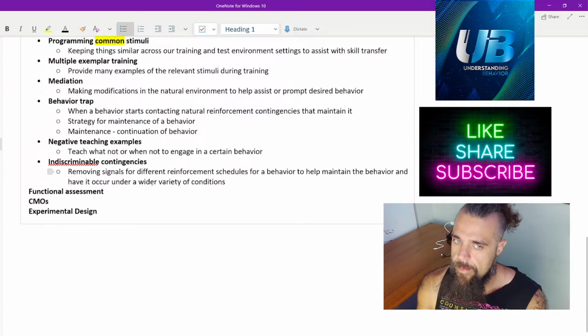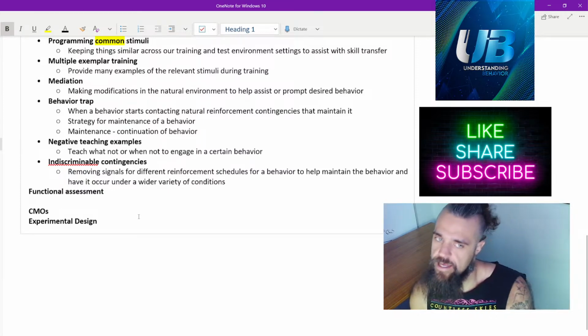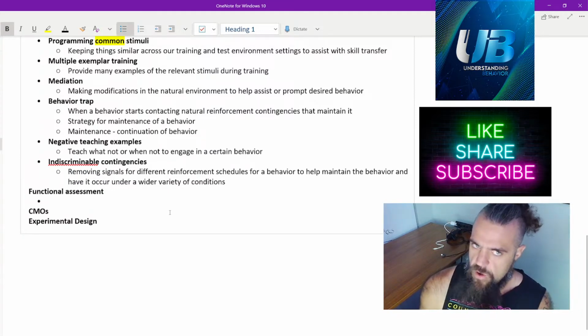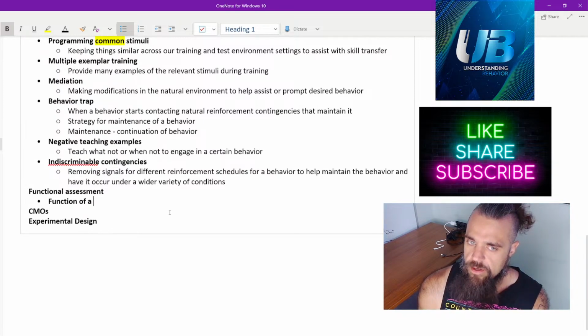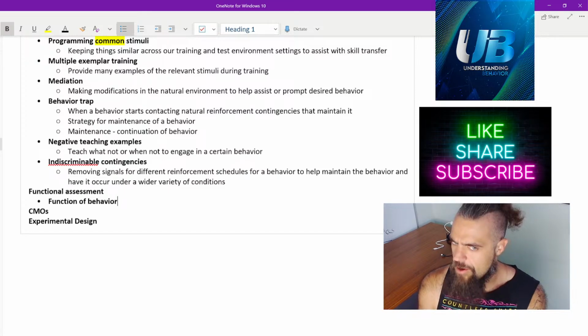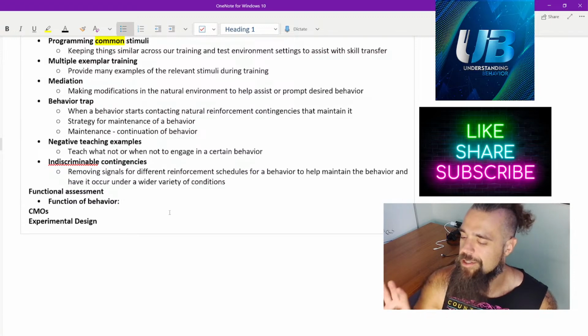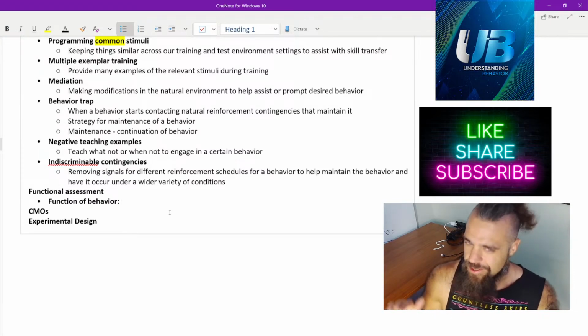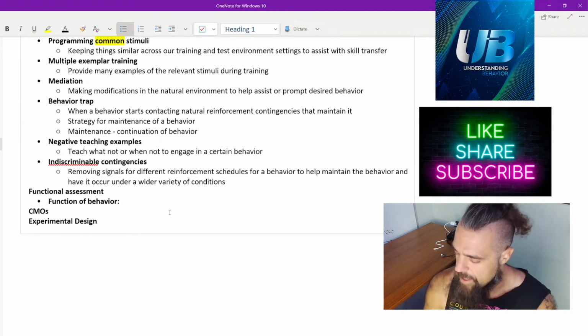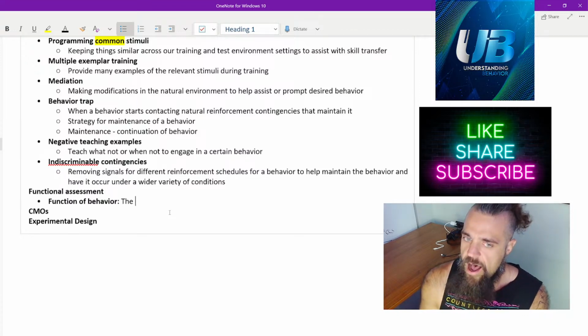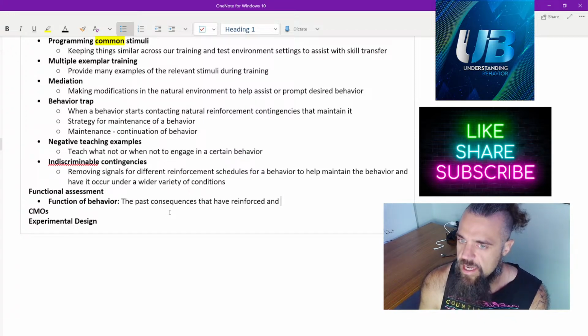Alrighty. Let's go ahead and talk a little bit about functional assessment. So a couple things first. Let's talk about what a function of a behavior is. I've noticed when I've been asking this to students recently, everybody just labels the four functions. Well, I'm like, no, but what is a function? And then it gets a little tricky from there. So this is the past consequences that have reinforced and maintained behavior.